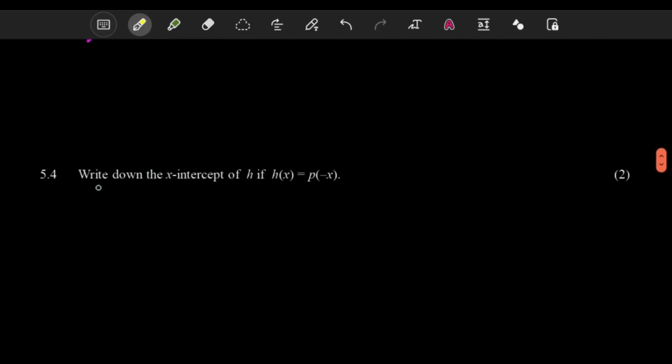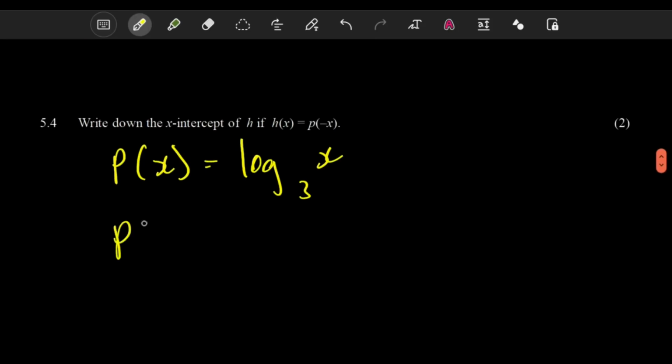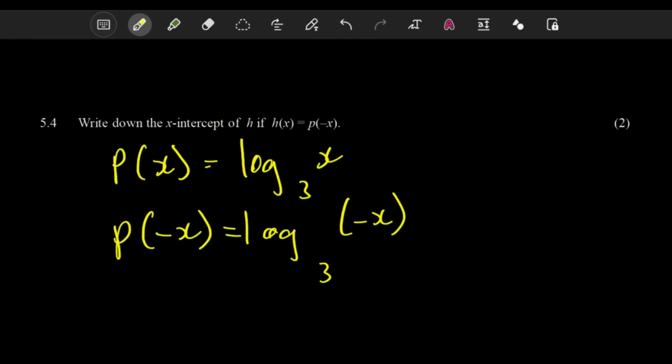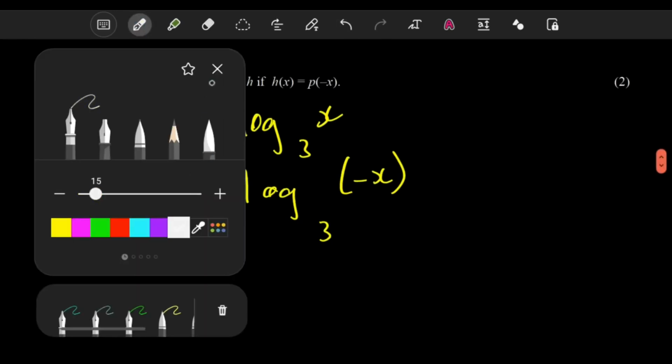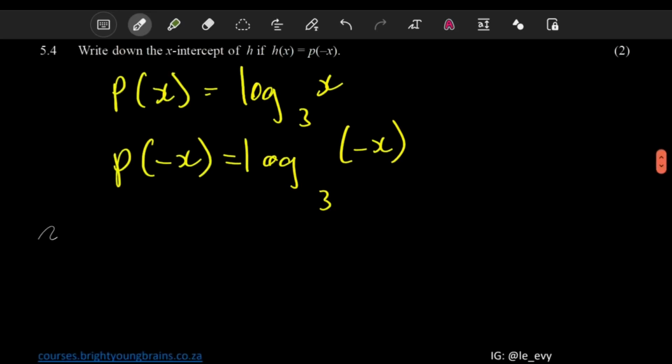But anyways, here it says to write down the x-intercept of h, if h is the graph of p after you've thrown in negative x. The graph of p is technically log base 3 of x. If you throw in negative x wherever x is, you're going to have log base 3 of negative x. This is the graph of p with a negative x, which they said is just the graph of h of x. So when you see this, they say just replace it with h of x.